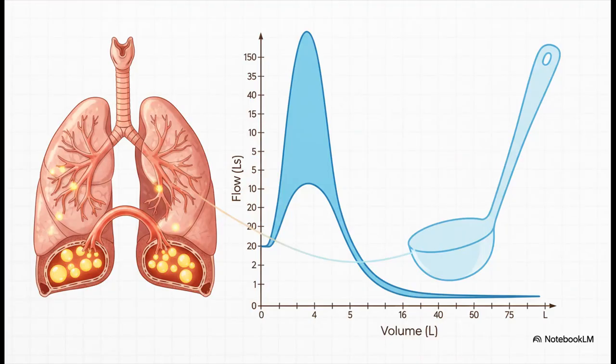Now let's actually see what this story looks like. This is the classic flow volume loop for obstructive disease. Look at that expiratory curve. See how it's caved in? We call this the scooped out appearance. This shape isn't just a random drawing. It is the pathophysiology. It's showing you the small airways collapsing too early, which is what traps air in the lungs. That scoop is a direct picture of increased residual volume.